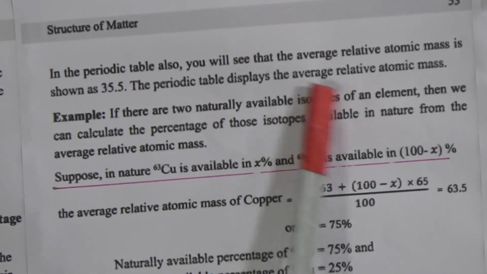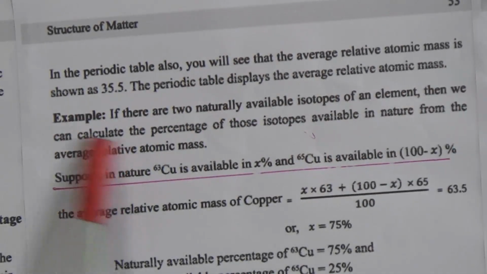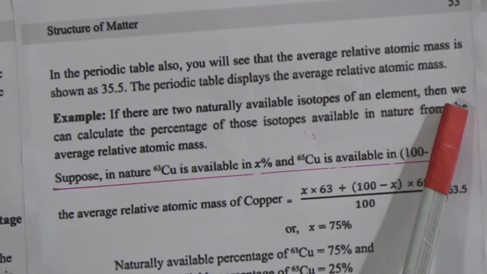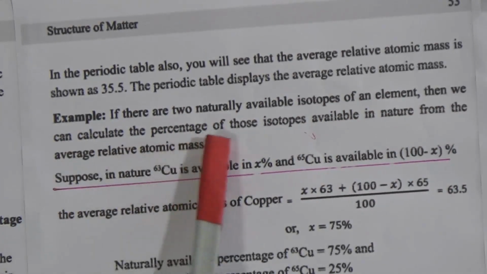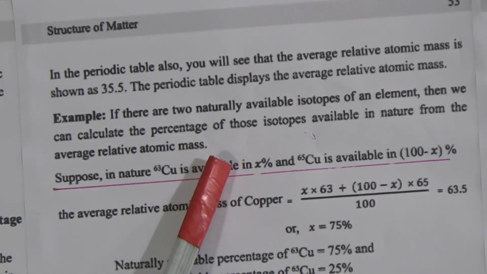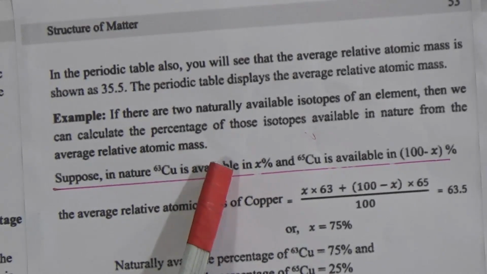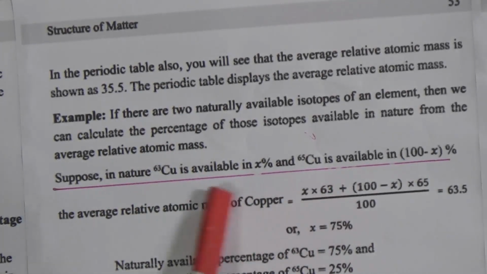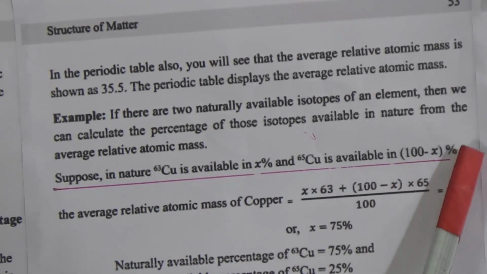The periodic table displays the average relative atomic mass. For example, if there are two naturally available isotopes of an element, we can calculate the percentage of those isotopes available in nature from the average relative atomic mass. That means if we have the percentage of that isotope, we can find the relative atomic mass, and if we have the relative atomic mass, we can also find the percentage available in nature. Then suppose in nature copper-63 and copper-65 are available as X% and 100 minus X%.